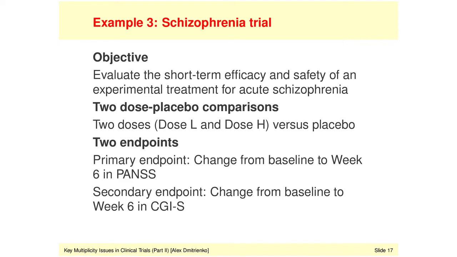First of all, there are two dose-placebo comparisons in this trial, the low dose denoted by dose L and the high dose denoted by dose H compared versus placebo. Secondly, the efficacy profile of the experimental treatment is evaluated using the following two endpoints. First, the primary endpoint, which is based on the change from baseline in the PANSS total score, and a supportive secondary endpoint, which relies on the change from baseline in CGI-S, a very important index.